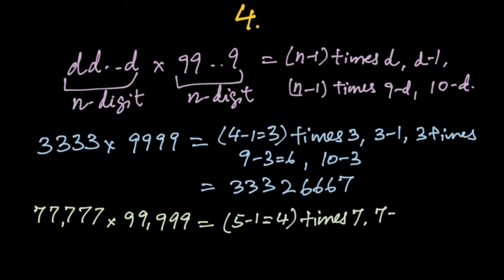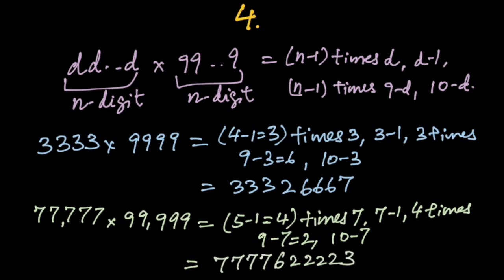So 5 minus 1 is 4, so we will write 4 times 7, then we will write 7 minus 1, which is 6, then we will write 4 times 9 minus 7, which is 2, and then 10 minus 7, which is 3. So 4 7s, then 6, then 4 2s, and then 3.